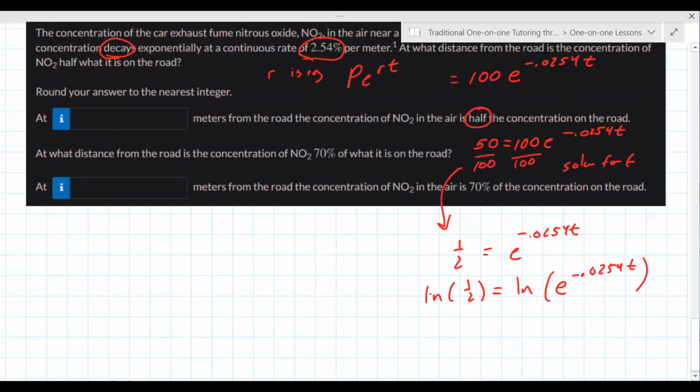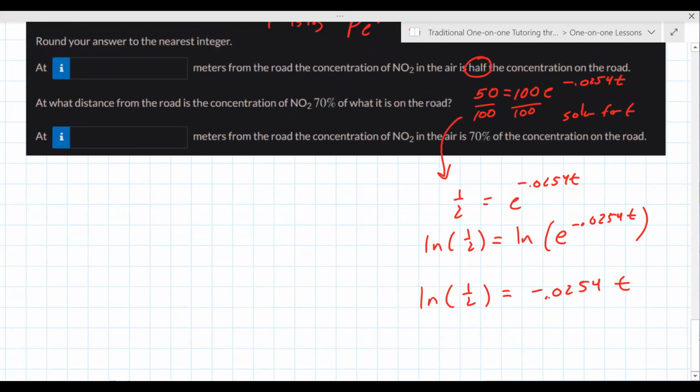Then you're left with ln of 1/2. Let me pull up the number. I get negative 0.6931, but we're not done yet. We've got to undo this, so dividing it by that. And that's the number they want there, the one where they say round to the nearest integer. 0.0254. Okay, I get 27.28, 27.2893. It says nearest integer, so just 27. Oh, all right. So just say that.